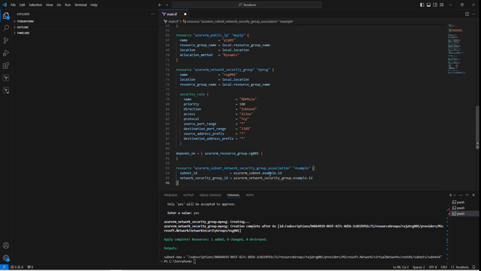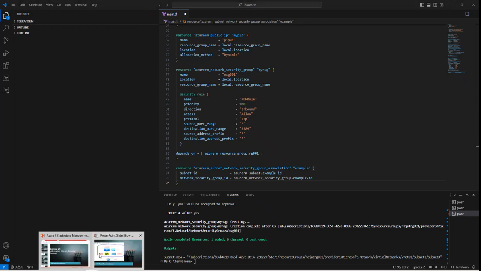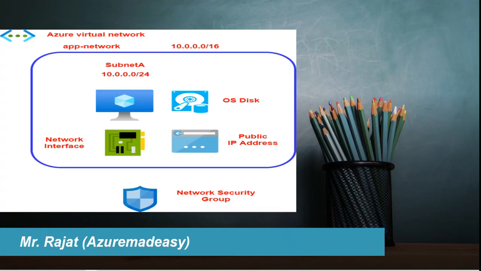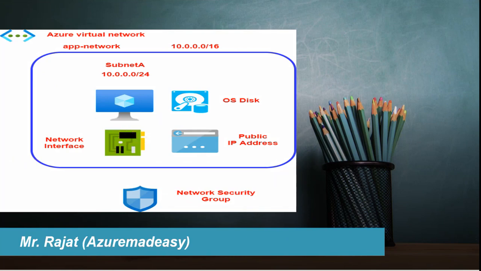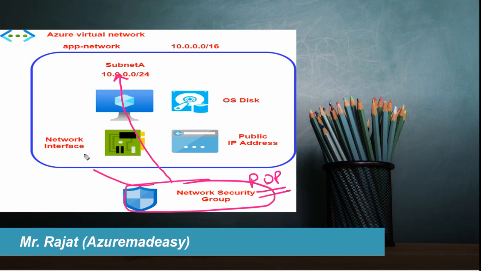See, with this block I want to associate. So understand why I am associating. My network security group is created, and my RDP rule is also created here, but I need to associate it at the subnet level, right? Or at the NIC card level, right? Then only it will give these RDP privileges to this VM. Yes or no?